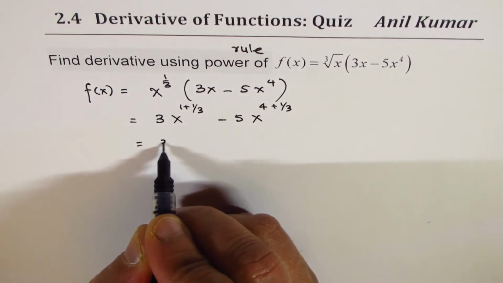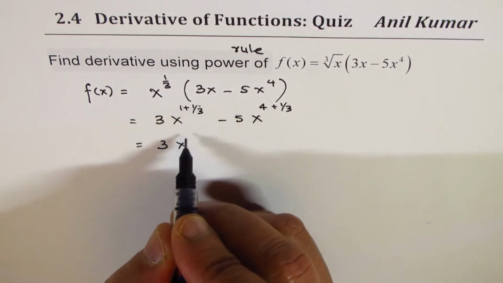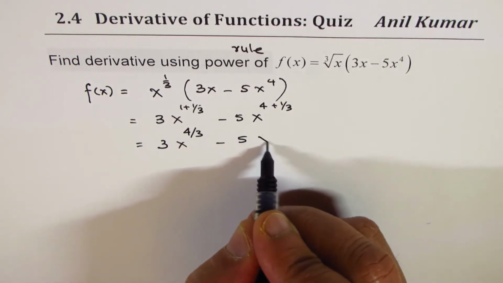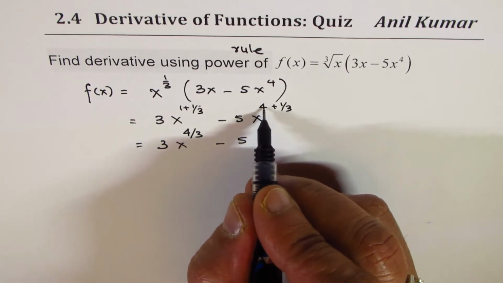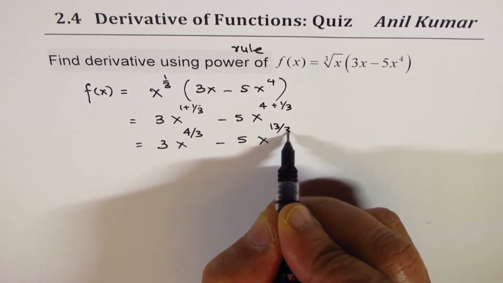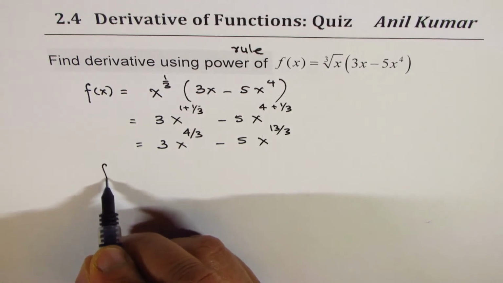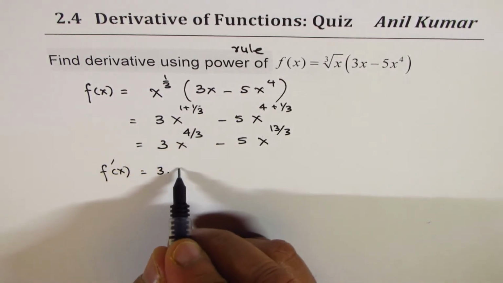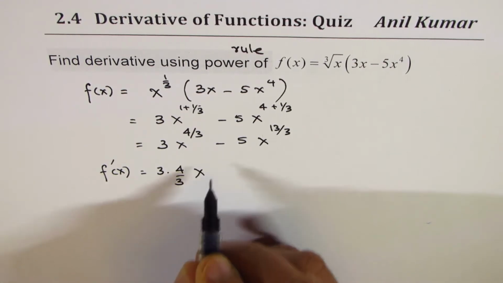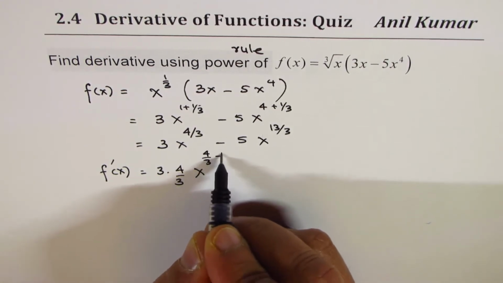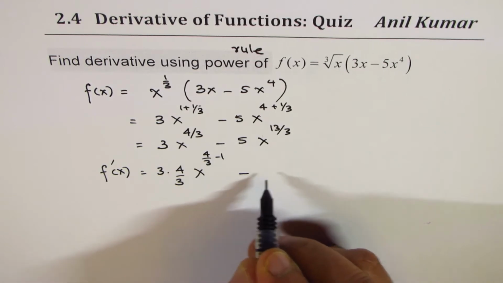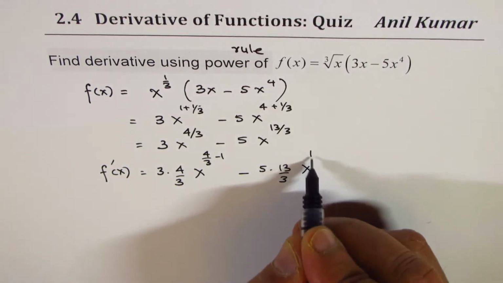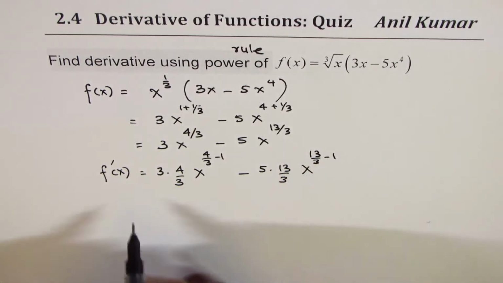So that is 3 x to the power of 3 plus 1 is 4, so it's 4 over 3, minus 5 x to the power of 4 times 3 is 12 plus 1, 13 over 3. Now we can apply the power rule. So we get 3 times 4 over 3 x to the power of 4 over 3 minus 1. And here we get 5 times 13 over 3 x to the power of 13 over 3 minus 1.